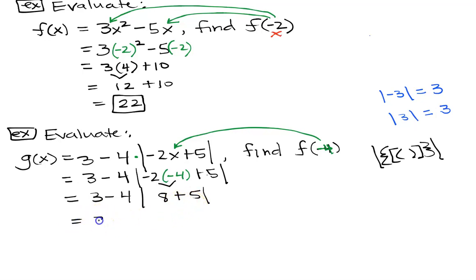So I get 3 minus 4, and then, like I said, the absolute value of +13 is still 13, so I can write it like this. Okay? And then I need to keep going here. Got to do my multiplication before I do the subtraction there. And so 4 times 13 is 52, so I have 3 minus 52. And 3 minus 52 is -49. And so that would be my answer on that one.